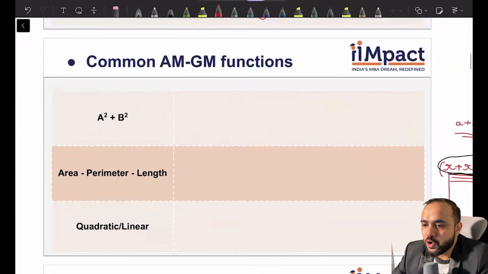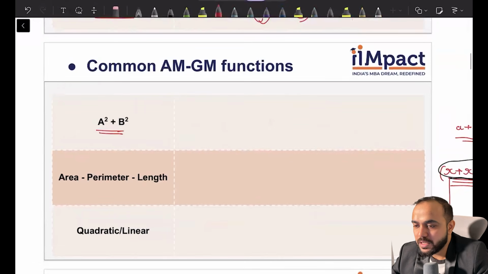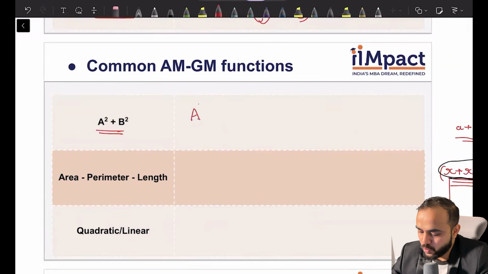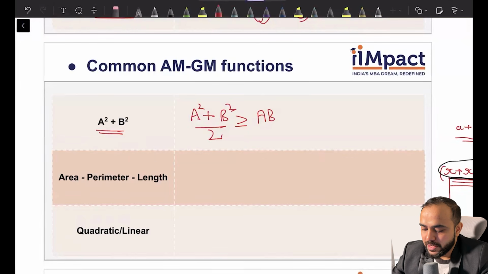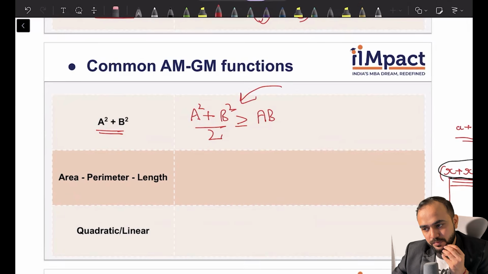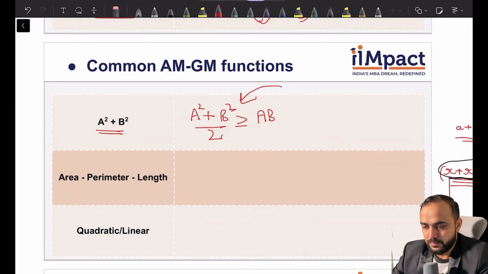The fourth sort of situation that you can come across is a square plus b square. So a square plus b square by 2 is greater than or equal to ab. Now, in the previous 5 lectures that we have had, did you encounter a situation like this? Does the left side look like the sum of the squares of the roots, and the right side look like the product of the roots? This is something that can be asked. So this is again one format of that.